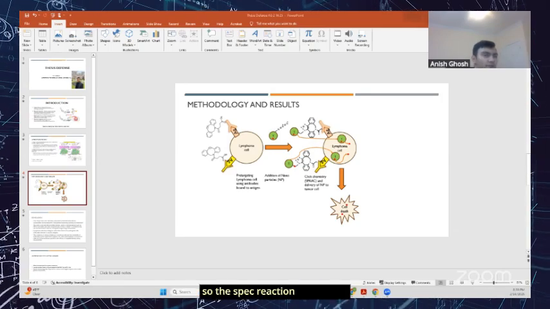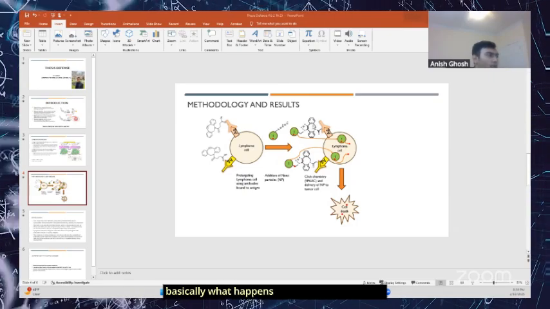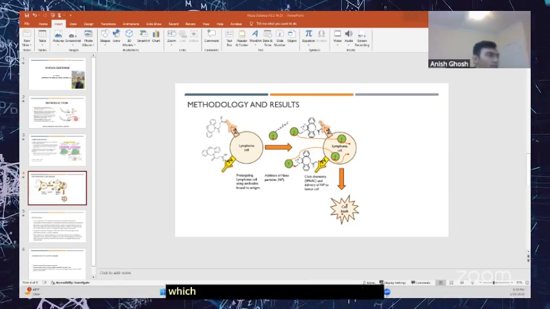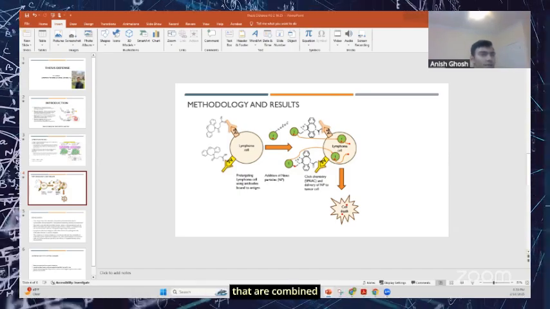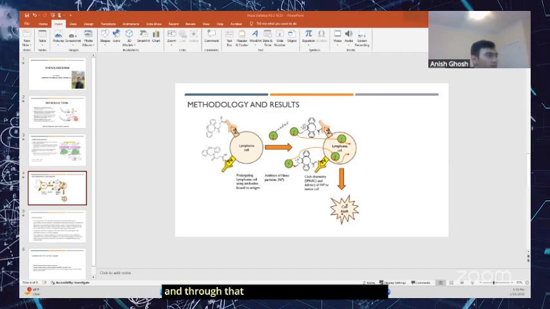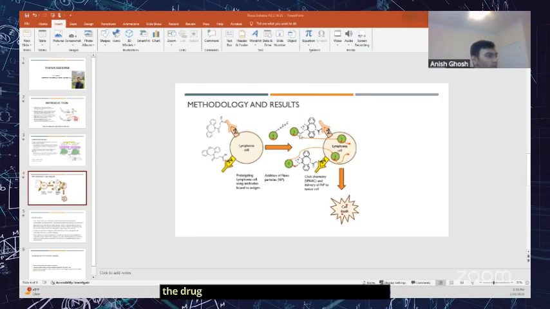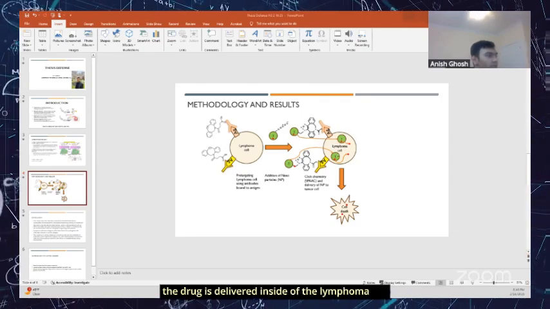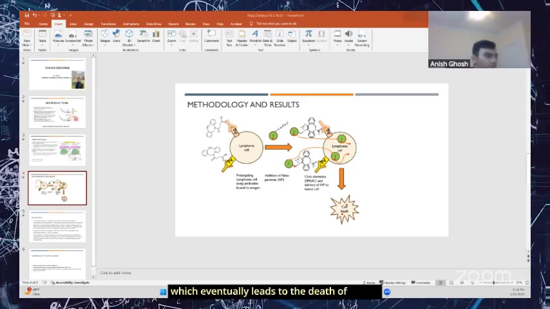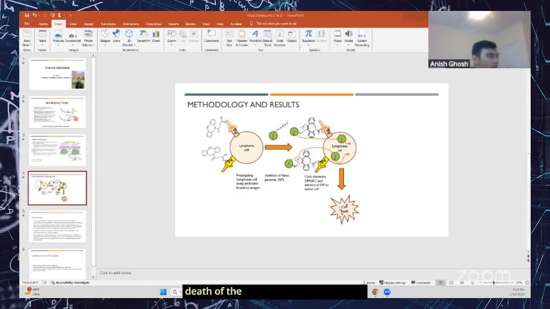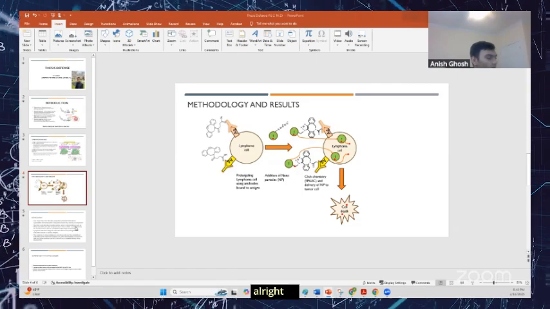So the SPAAC reaction occurs, and basically what happens is there's this triazole ring, which is here, with the nitrogen elements here that are combined, and through that, the triazole ring is formed with the antibody, and then the drug is delivered inside of the lymphoma cell, which eventually leads to the death of the lymphoma cell.